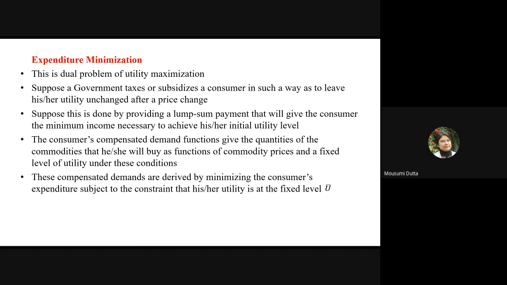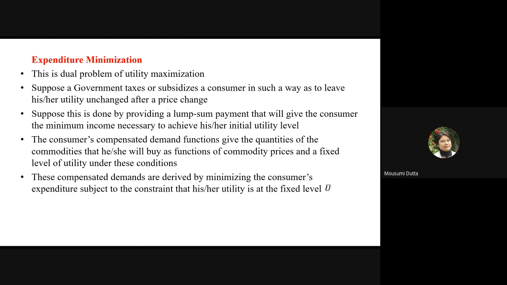So suppose the relative price of the commodity is increasing and the government is providing a lump sum payment that will give the consumer the minimum income necessary to achieve his or her initial utility level. The consumer's compensated demand functions give the quantities of the commodities that he or she will buy as functions of commodity prices and a fixed level of utility under these conditions.